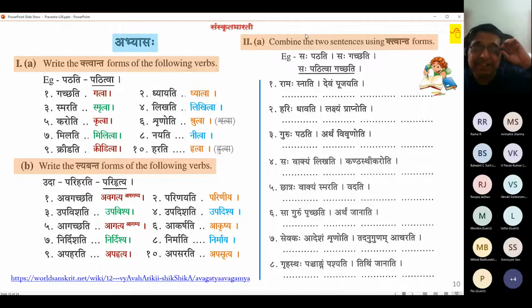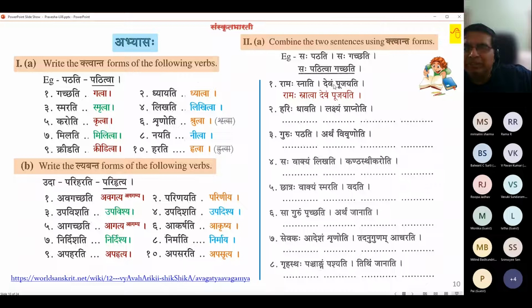All right. Combine the two sentences using Tvanta form. This is an interesting exercise. Saha patati, saha gacchati, saha patitva gacchati. Like that. So Ramaha snati, devam pujayati. Ramah snatva. Snatva devam pujayati. Good. So Ramaha snatva devam pujayati.